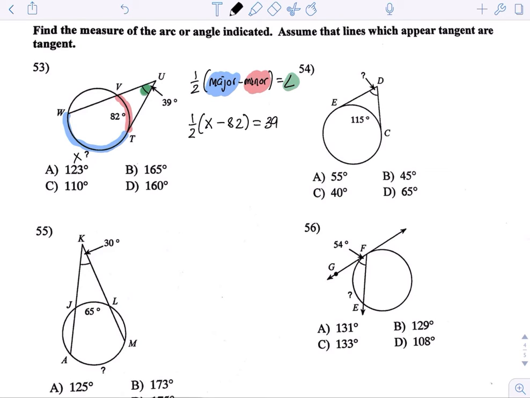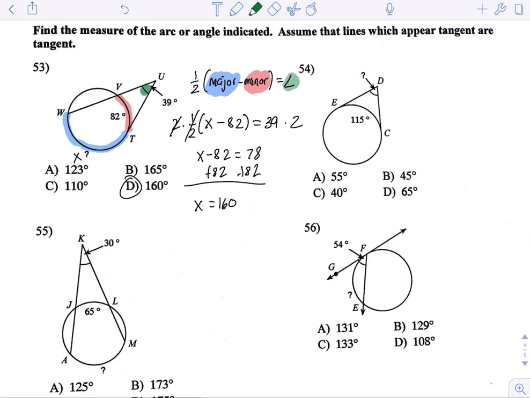Now, instead of distributing this 1/2 to both of these, you guys, let's just multiply both sides by 2 so we can cancel off the fraction. So x minus 82 is equal to 39 times 2, which is 78. Add 82 to both sides. X is going to equal 160 degrees, D.